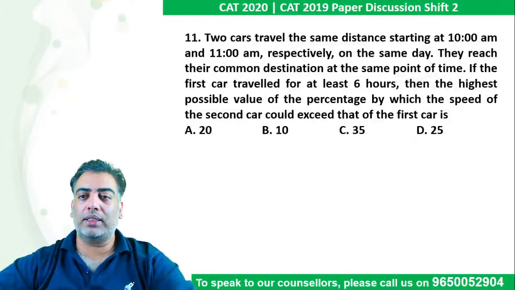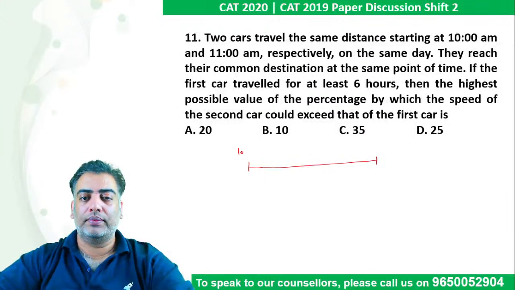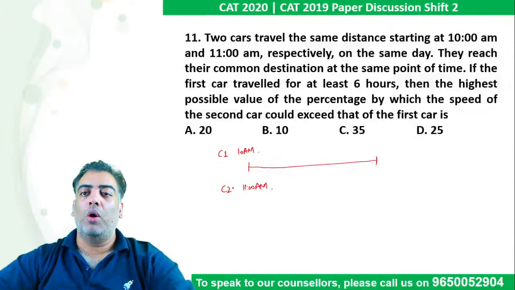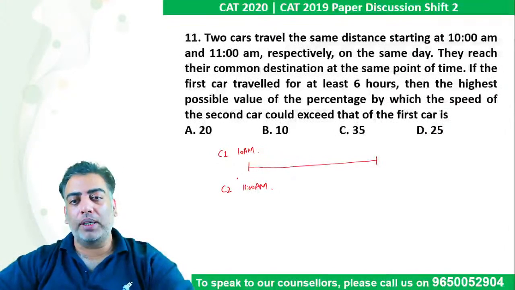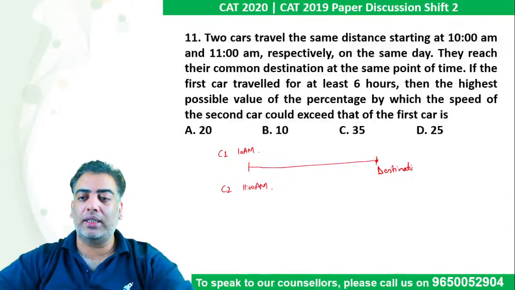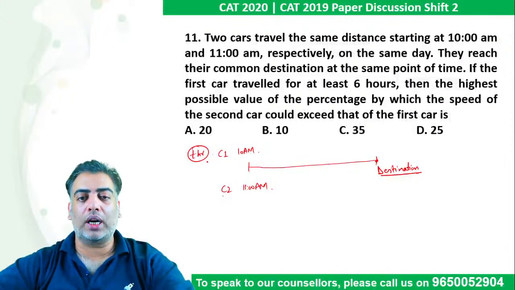Two cars travel the same distance starting at 10 a.m. and 11 a.m. So this is car 1, this is car 2 who started at 11 a.m. On the same day, they reach their common destination at the same point of time. So let's say this is the destination. They both reached here at the same time. So can I say if car 1 has traveled for t hours, because car 2 started 1 hour later, the travel time of car 2 must be t minus 1 hours.